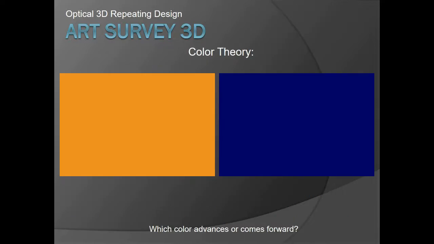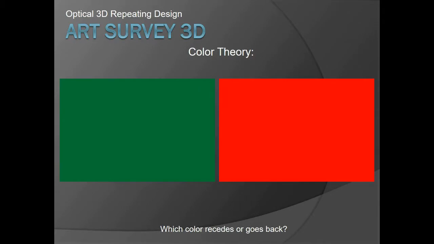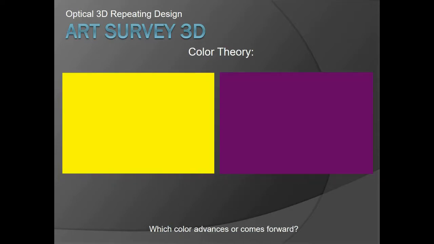Looking at these images here, what color seems to advance towards you? It should be that orange. What color appears to go away from you here? It should be green. And then what color appears to come towards you here?